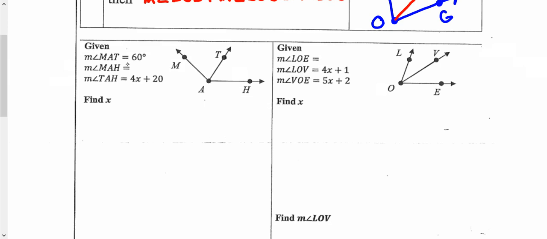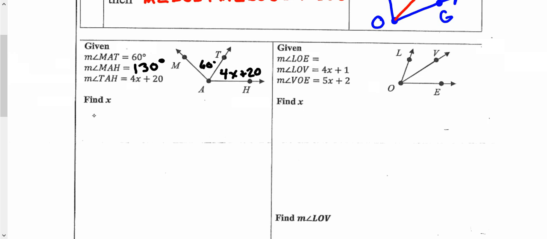It says MAT is 60 degrees, so let's write that in. It says TAH is 4x plus 20. MAH isn't listed, so I'm going to make that up right now. It looks like it's obtuse, so you might wonder how you knew that. Well, I'm making up a number here. Since these look to be about 60 each, let's make it a little different. Let's go 130 degrees. It says find x.